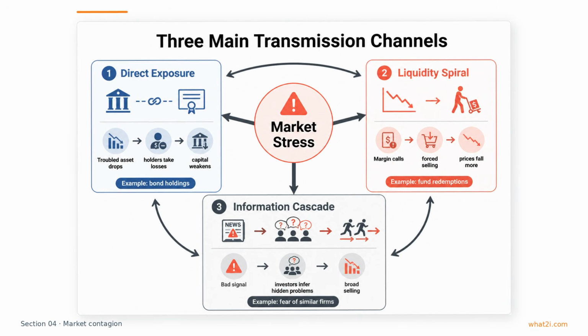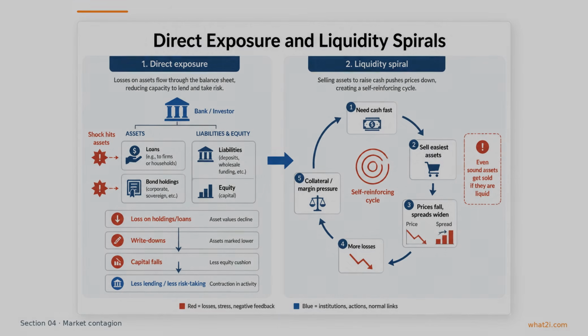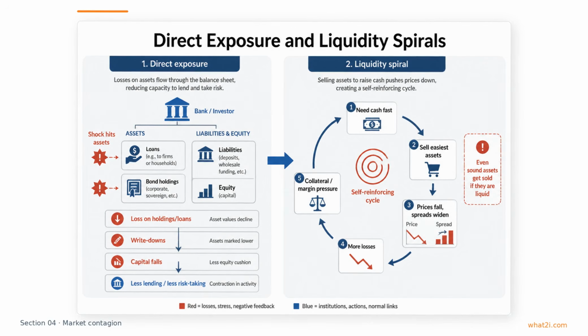The third is an information cascade, where investors infer hidden risks from observed selling and begin reducing exposure preemptively. These channels can reinforce one another. A direct loss can trigger forced selling, and that selling can trigger fear in markets that were only indirectly connected. Direct exposure and liquidity spirals are two of the most important ways contagion spreads.